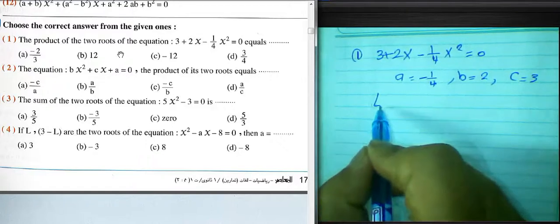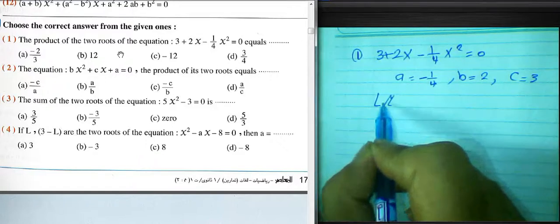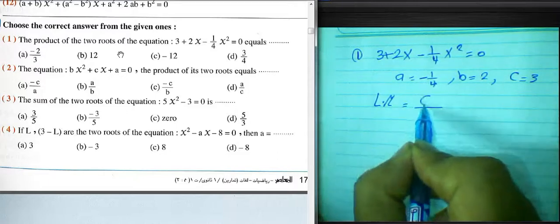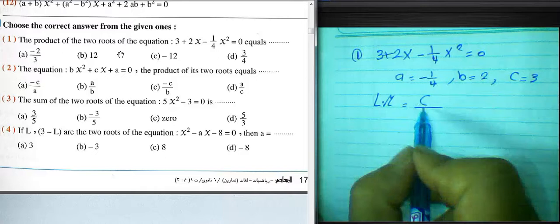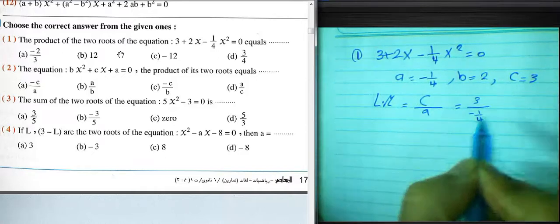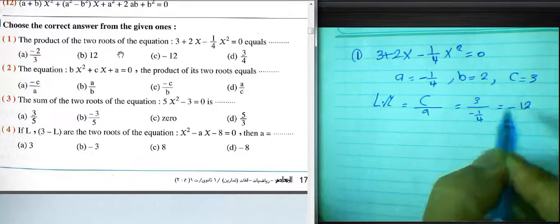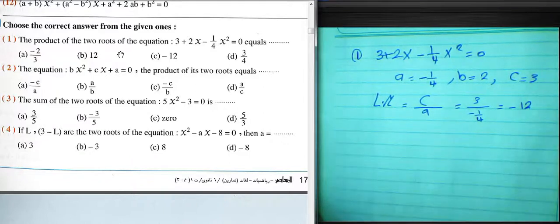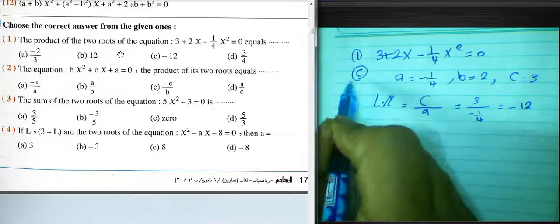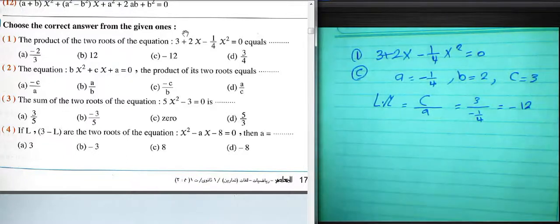And then we can find the product of the two roots. Let L and M be the two roots, so the product of L and M equals the constant over a, which equals 3 over negative 1 over 4, which equals negative 12. So we will choose letter C. Number 1, we will choose letter C. Okay, the result will be negative 12.